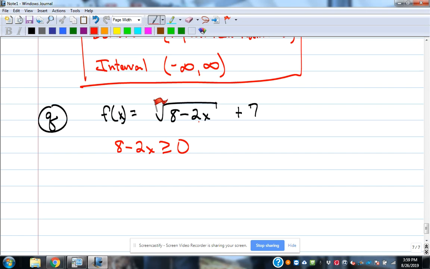So let's try to solve this one. So what do we do first? You could plus 2x if you wanted to, or minus 8, whichever way you want to do it. Minus 8 works fine too. It doesn't matter. You're going to get the same answer either way. So we have a negative 2x is greater than or equal to negative 8. One more step.